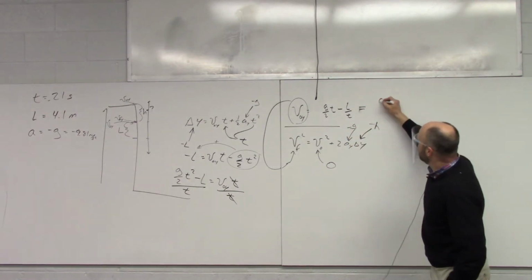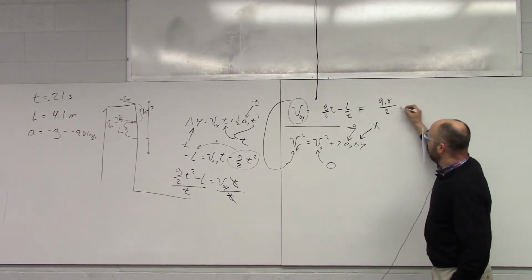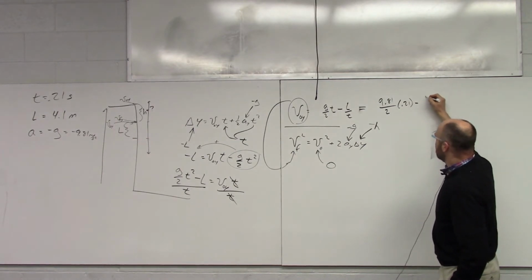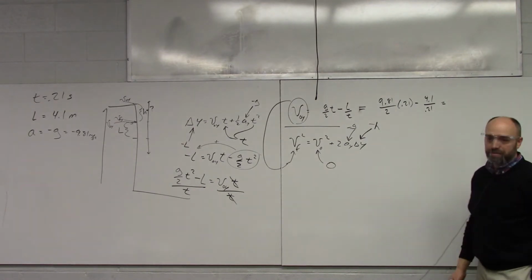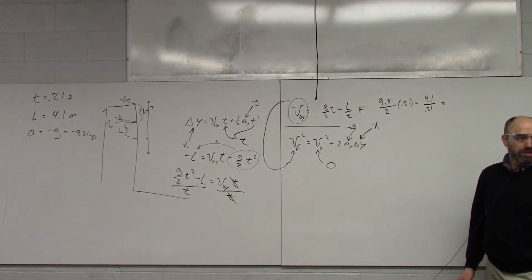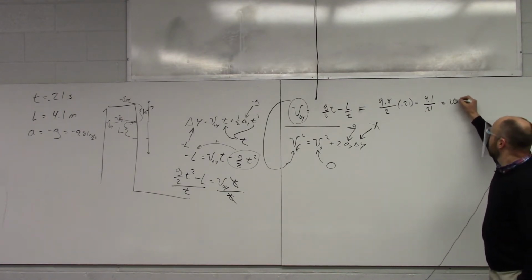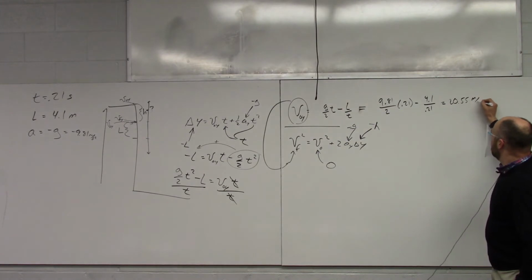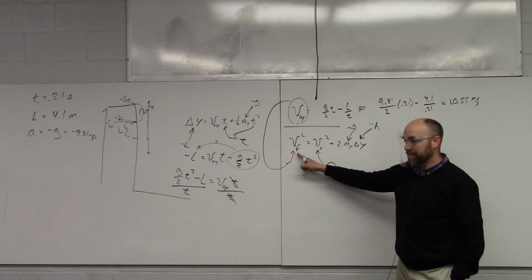Okay, so just going to 9.81 positive, because I already plugged the negative in earlier, over 2 times 0.21 minus L, which was 4.1 over 0.21. What do y'all get for that? 20? Is that what you said? Now we're going to plug that number in here.